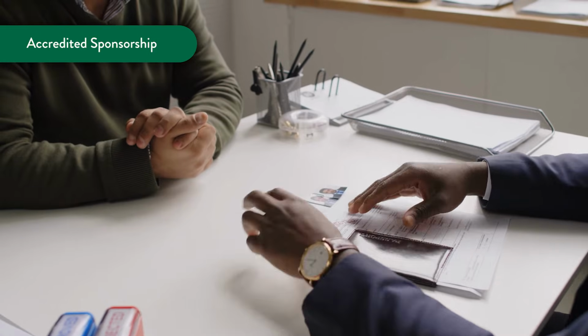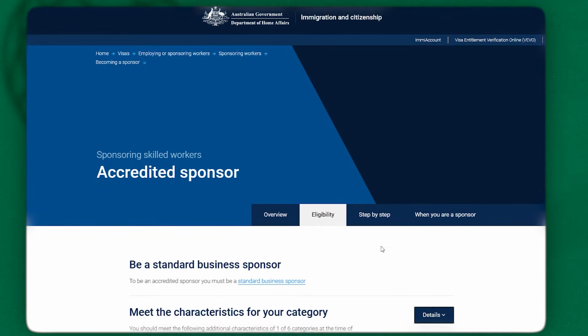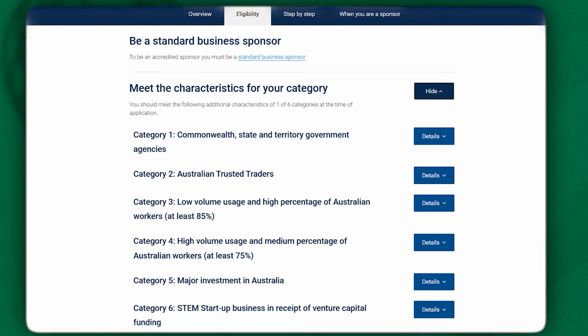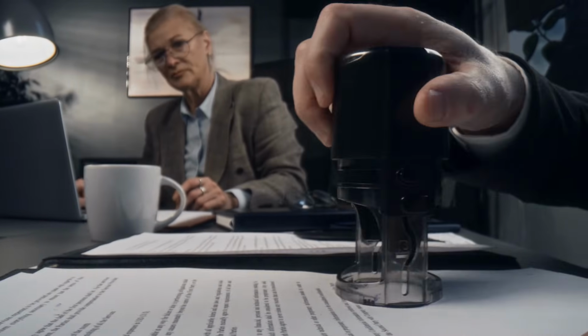An accredited sponsor receives priority when the department processes the nomination and visa applications. To be an accredited sponsor, you must be a Standard Business Sponsor and meet the requirements of one of the following categories. Accredited sponsors don't just benefit from priority processing, they also enjoy a streamlined character assessment process for their sponsored 482 visa applicants. As an accredited sponsor, you can provide a character reference for each applicant you nominate. When this reference confirms that the applicant is of good character and has no criminal convictions, the Department of Home Affairs generally accepts it in place of overseas police certificates.